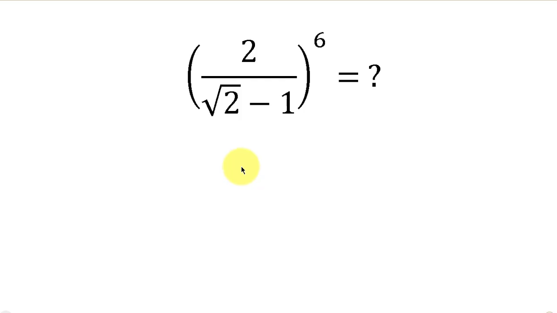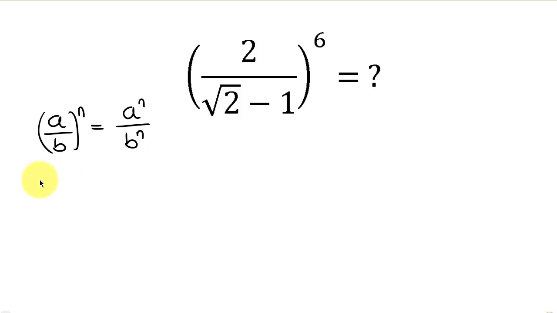Let's solve this math question that says evaluate 2 all over the square root of 2 minus 1, all raised to the 6. Well, our first step will be for us to apply the law of indices that says, for example, when I have a over b all raised to the n, this is the same as a to the n all over b to the n. Now let's apply this law of indices to what we have here.